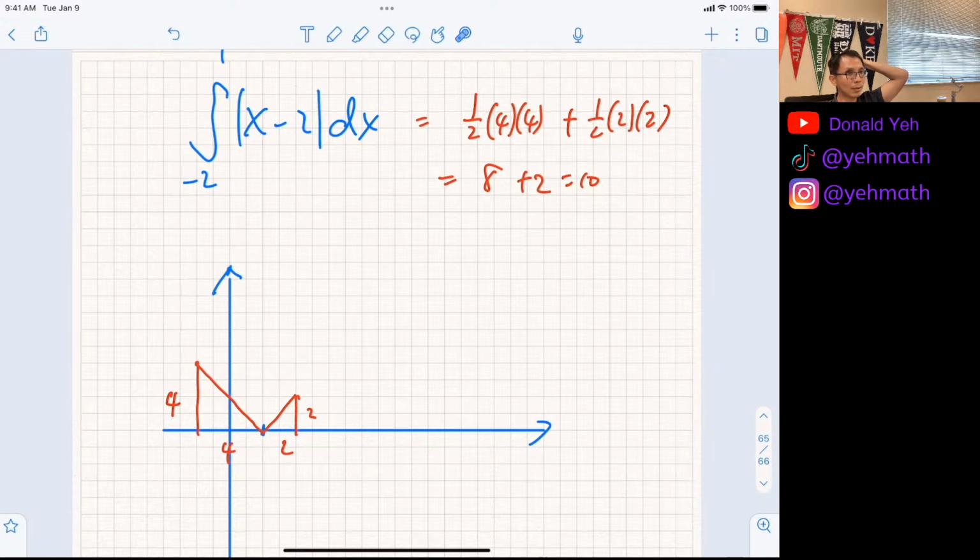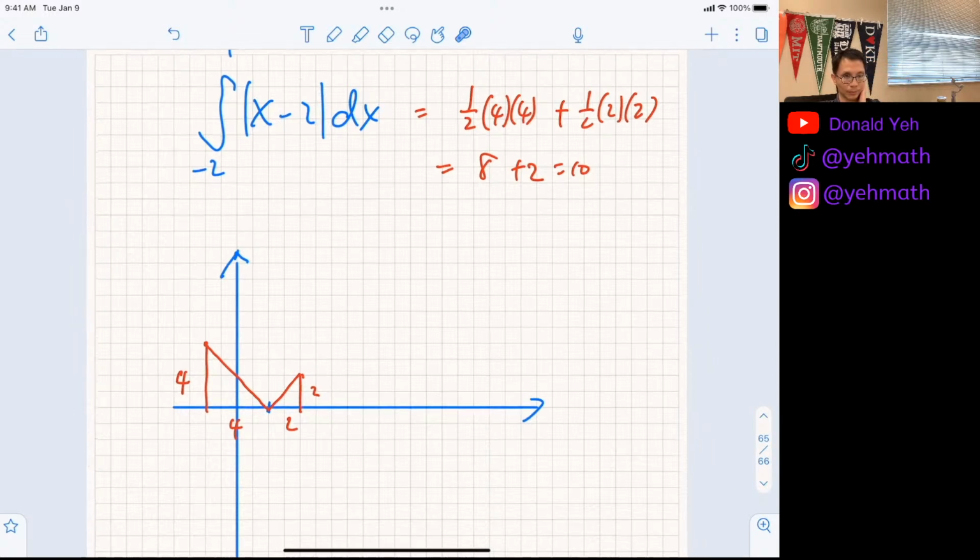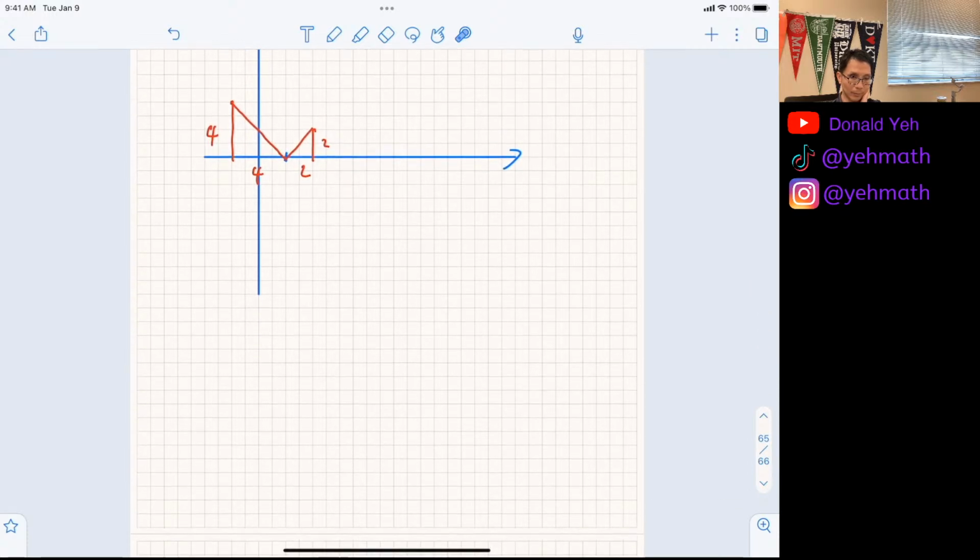Does that make sense? I'm not eating until I hit 50. I mean, I hit 50. That's good. See, does that make sense?